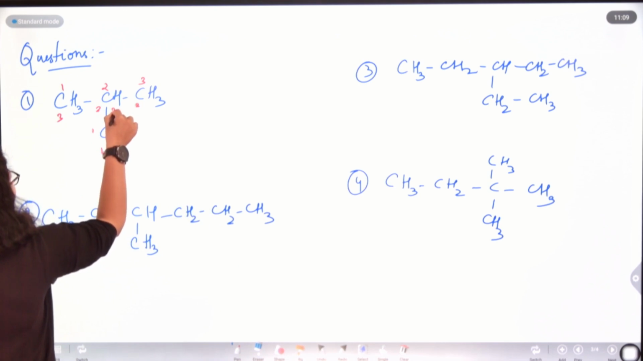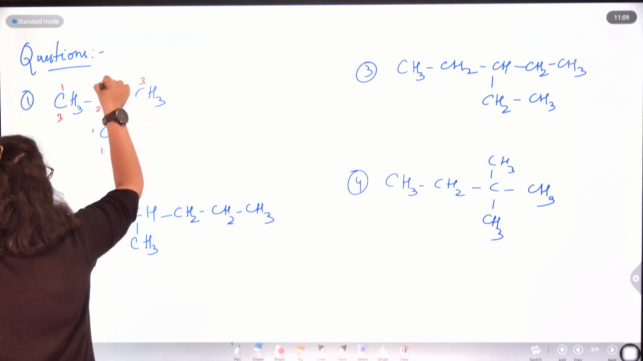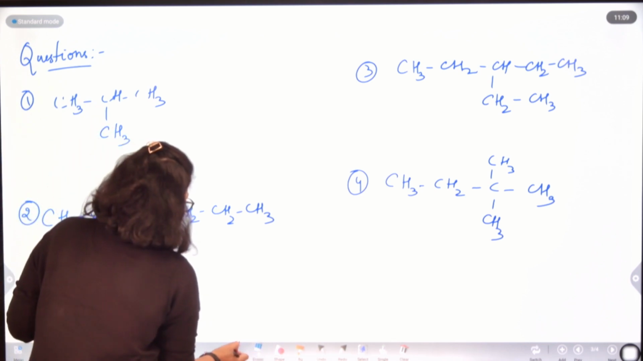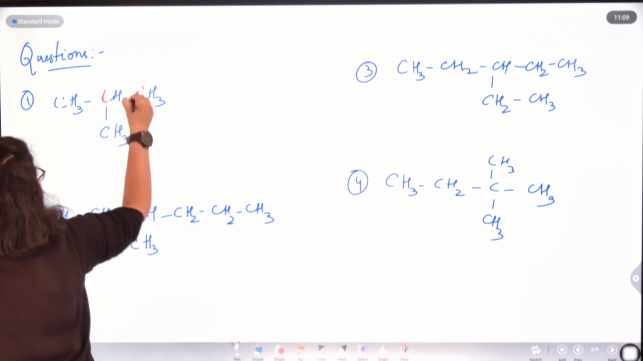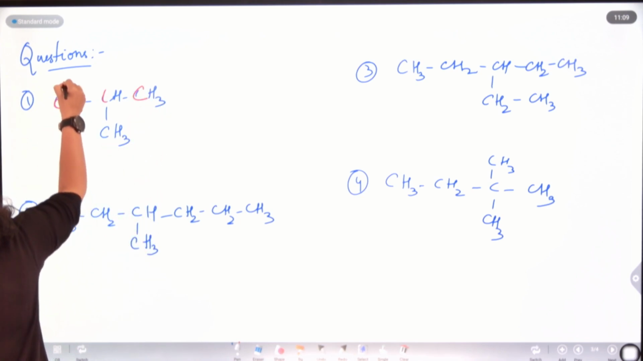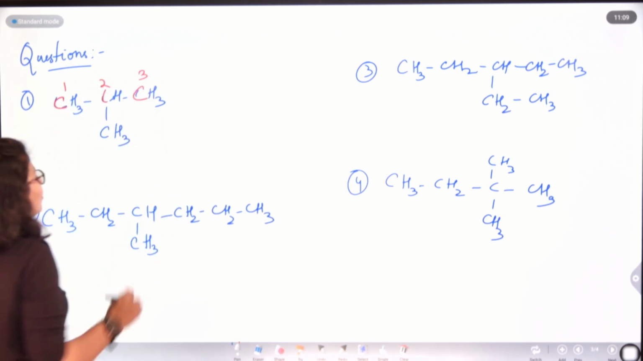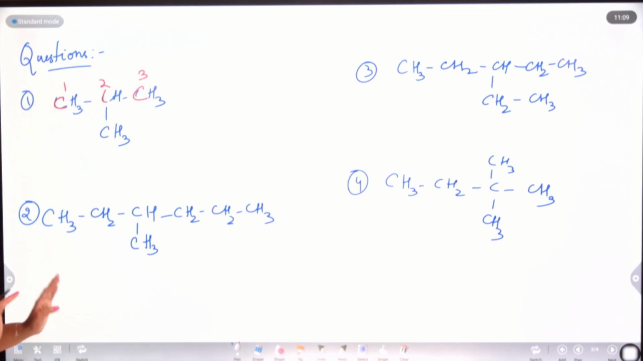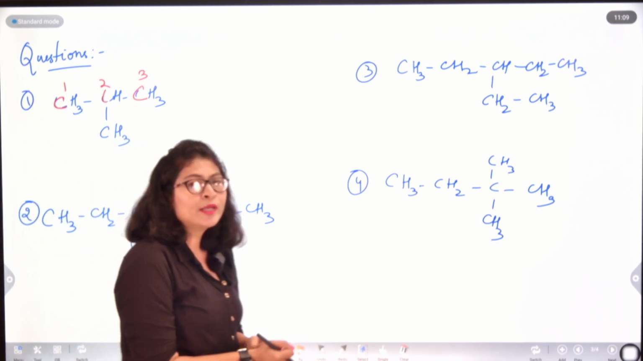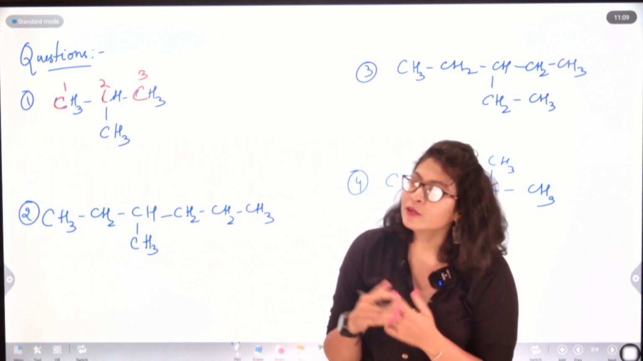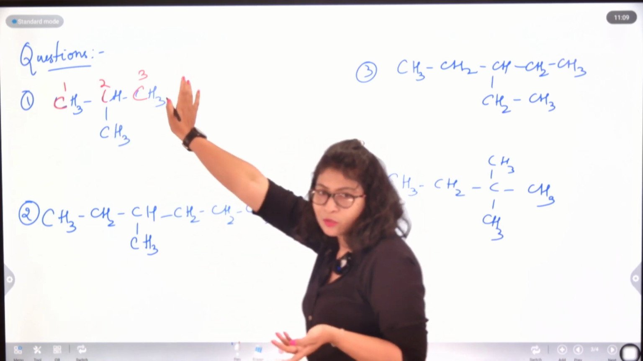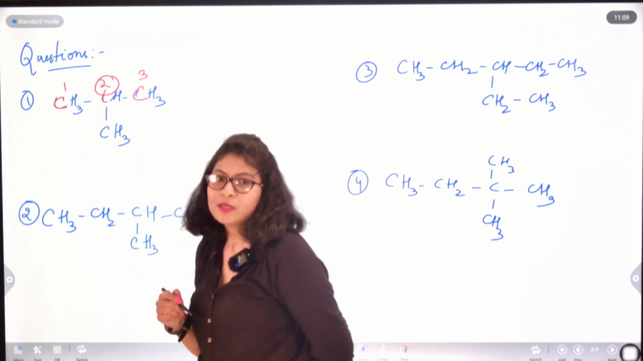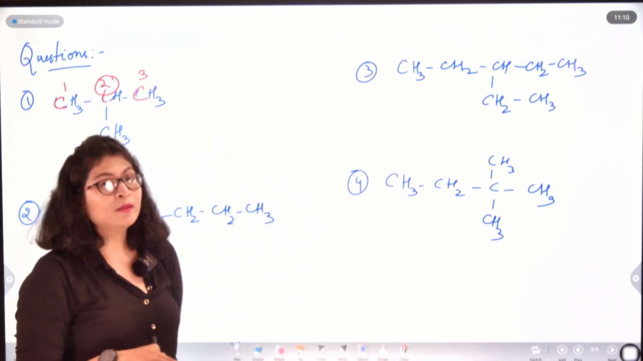Okay, I got my primary chain. Let me choose the straight one as my primary chain, CH3. Now, I can do the numbering from this way or from that way, from left to right or right to left, whatever it is. But any which way I do, I'll be getting my branching at the second position. So, I can do it both ways. Let me just keep it like this only. So, I'm getting my branch at the second position. And now I have encountered 3 carbon atoms in my primary chain.